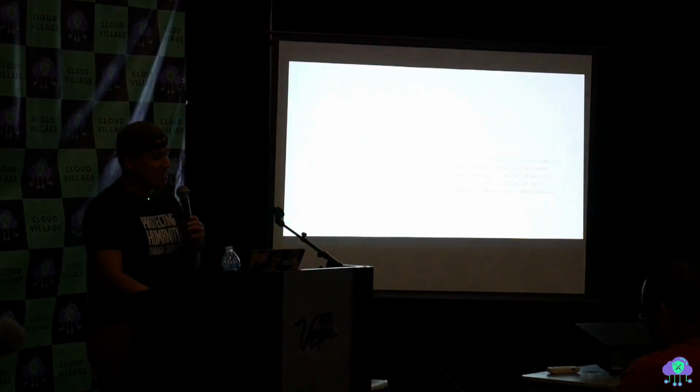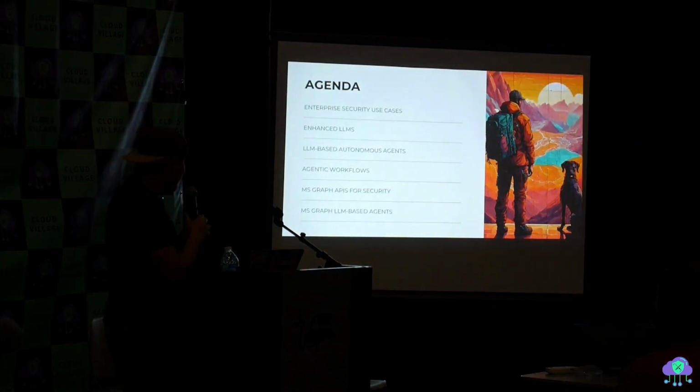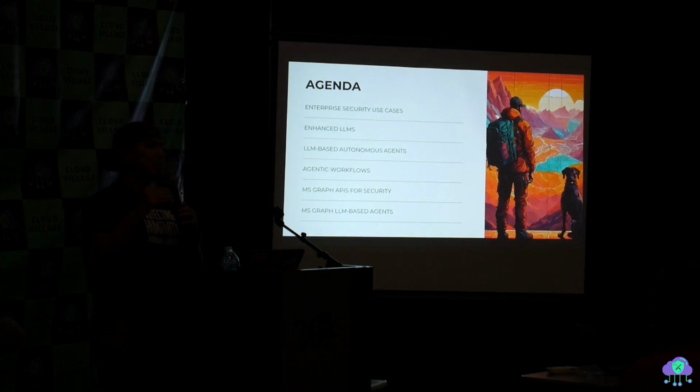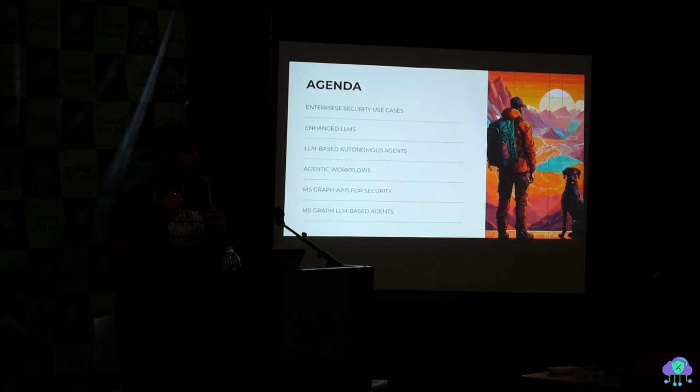With that being said, let's start with the topics. First, we're going to talk about some of the use cases where I see LLMs being used at the moment, and generative AI, all the way to diving into what agents are, how Microsoft Security Graph APIs are a good use case to start thinking about how to use these applications, and at the end, how we can build a Microsoft Graph API LLM-based agent.